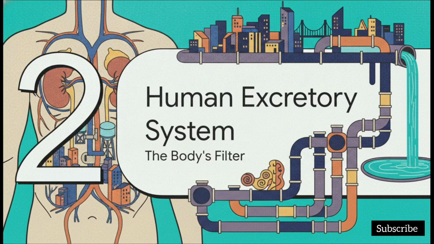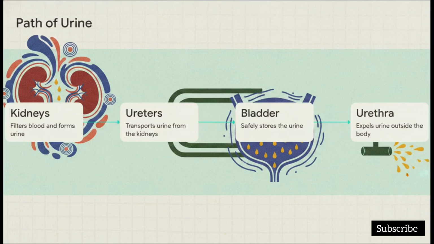Moving right along to Section 2, the human excretory system. Think of your body like a massive, bustling city, and the excretory system, that's its vital water purification plant. Understanding the anatomical path of urine is a highly probable exam question for sure. So, first up, we have the two bean-shaped kidneys located right near your backbone. These are the main organs that actually do the heavy lifting of filtering the blood and producing the urine.